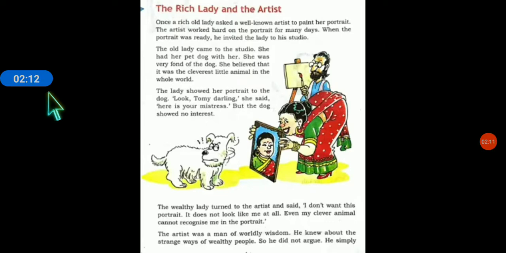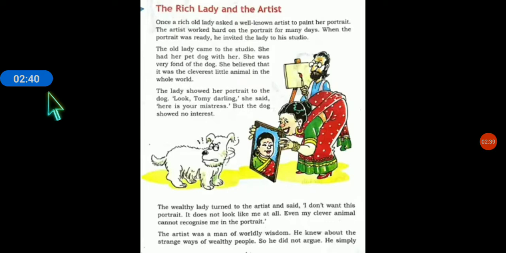He called her. The lady came to the studio to see her portrait. She had her pet with her. She also took her dog with her to the studio. She was very fond of her dog because she loved him so much. She believed that it was the cleverest little animal in the whole world. The lady showed her portrait to the dog.